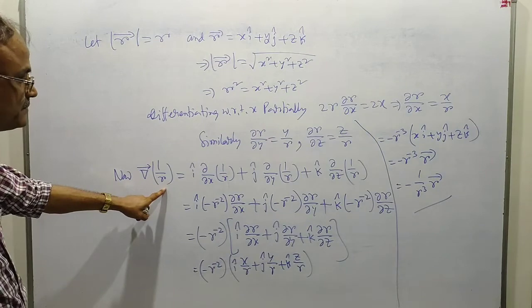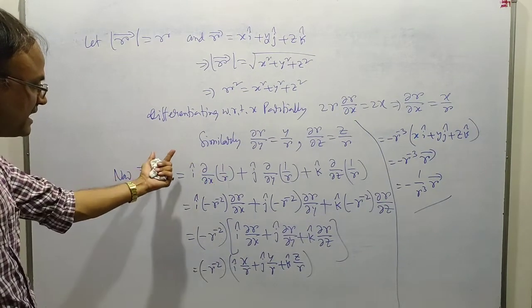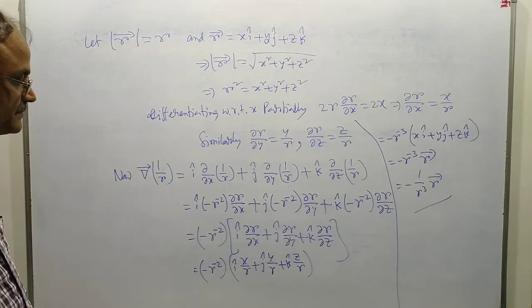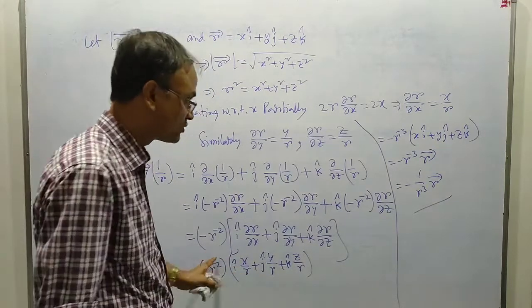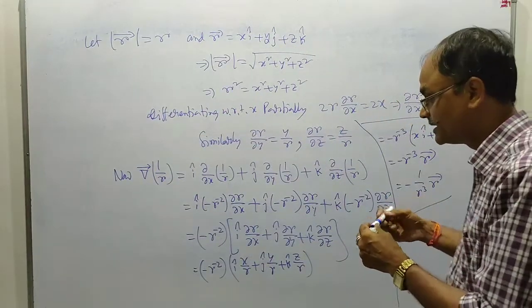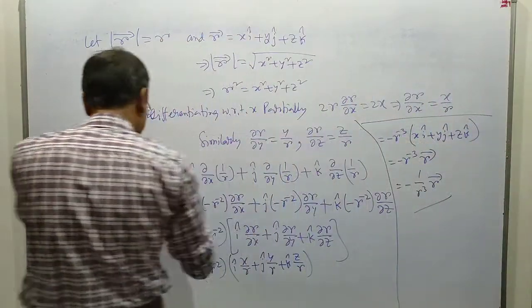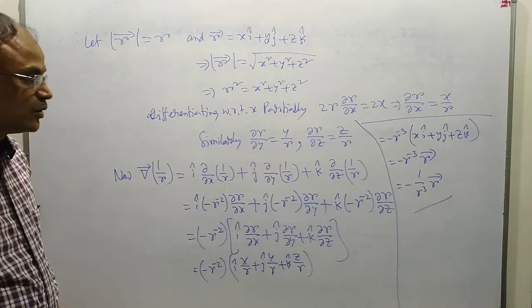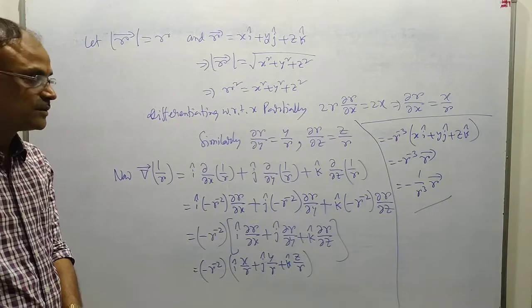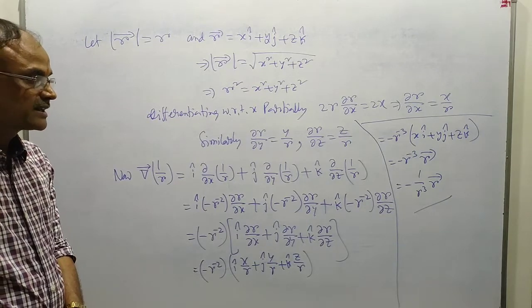Any mistake? 1 by r is r to the power minus 1, so the derivative gives minus r to the power minus 2. Yes, right. This times 1 by r will be equal to r to the power minus 3. Yes. You may write like this. Therefore, gradient of 1 by r equals minus 1 by r cube r vector.